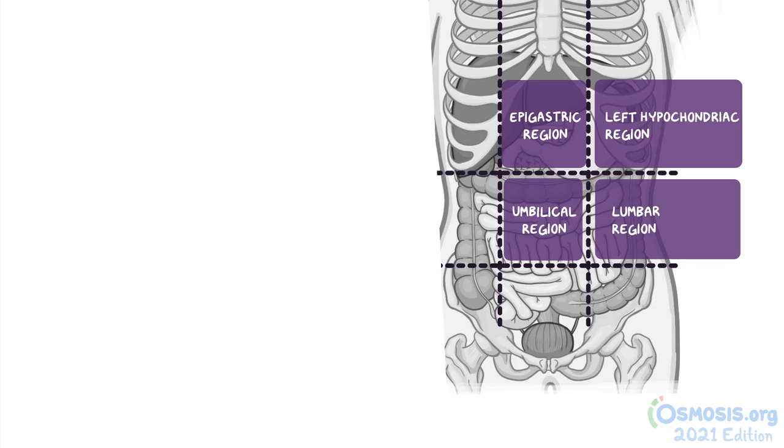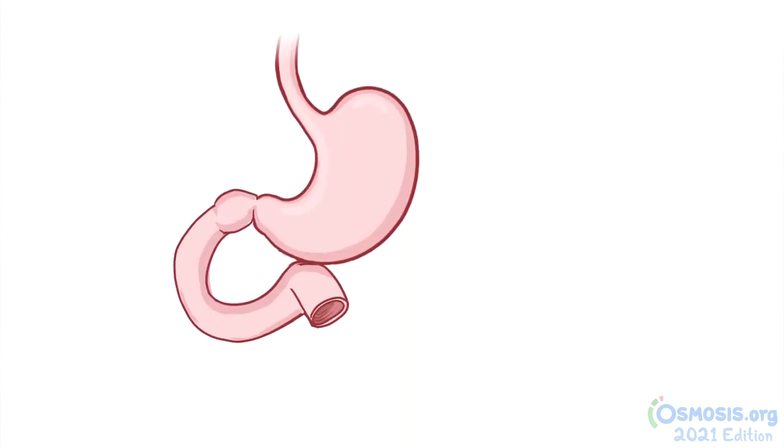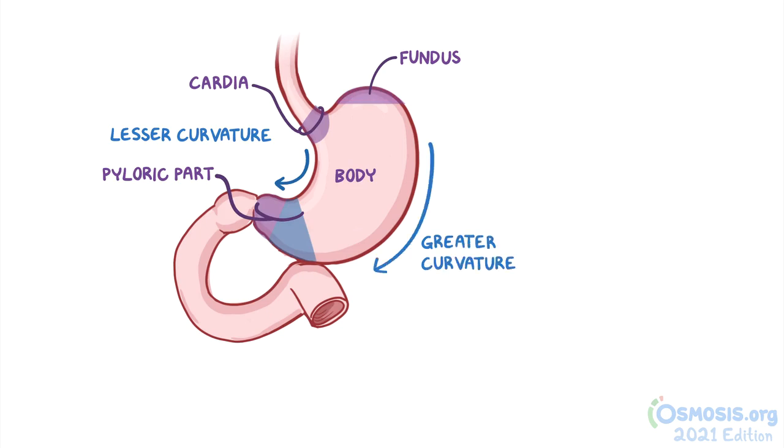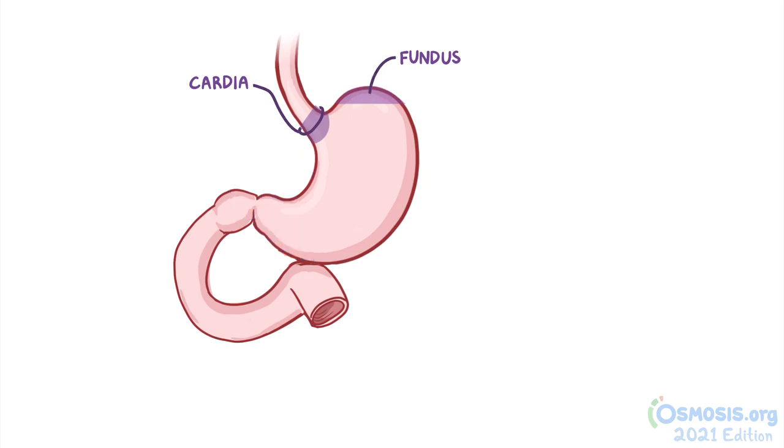Now that we understand what the stomach does and its position within the body, let's dig into the external anatomical features of the stomach. The stomach has 4 parts: the cardia, the fundus, the body, and the pyloric part, along with 2 curvatures, the lesser curvature and the greater curvature. The cardia is the part surrounding the cardial orifice, which is the superior opening of the stomach and where the esophagus connects to the stomach.